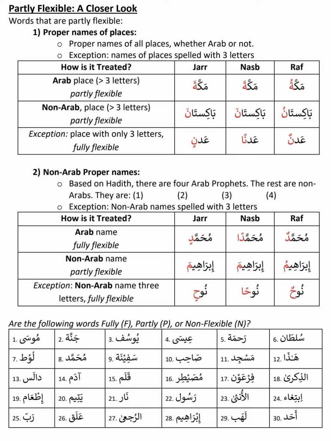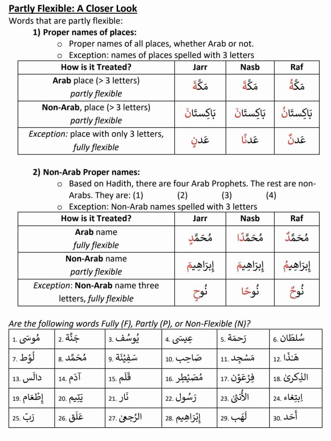So Adam, you might think Adam: Alif, Dal, Mim. It is 3 letters. If you take it so, then it should be fully flexible. But the thing is, it is not 3 letters. If you take Adam, it is not Adam, it is Adam. So when you take it in Arabic, it's Adam. So the first alif is considered as 2 alifs.